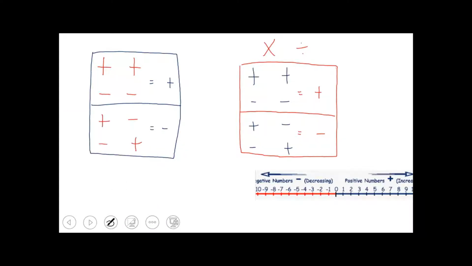So looking at this, if I've got a question up here, what is 6 take away minus 2? Now, the rule in this box here always applies. So if the two signs are touching, we have to make sure we look at this. A minus and a minus makes a positive. So 6 plus 2 equals 8.